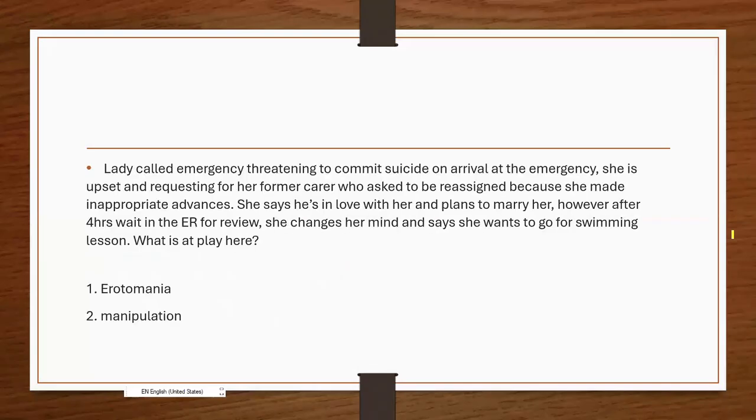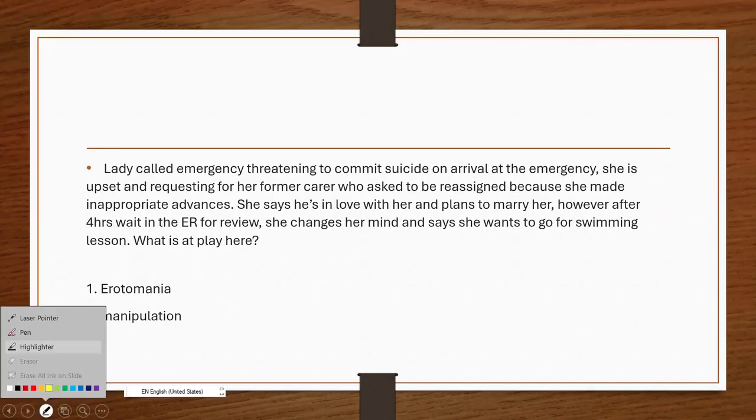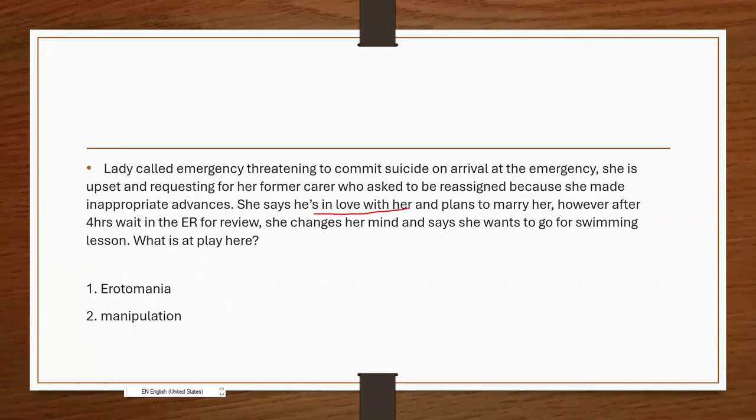All right, next one. A lady called the emergency department threatening to commit suicide, and on arrival at the emergency, she's upset and requesting her former carer, who asked to be reassigned because she made inappropriate advances. She says he is in love with her and plans to marry her. However, after a 4 hour wait in the ER for review, she changes her mind and says she wants to go for a swimming lesson. What is at play here? Is it erotomania or manipulation?